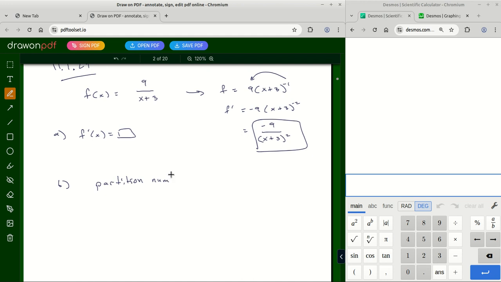Partition numbers of f prime. Now, what is a partition number? It's like a definition. It's when your derivative is equal to 0 or when it's undefined. So derivative equals 0 or undefined. Basically, this is when the top is equal to 0, and this is when the bottom would be equal to 0. I don't have that in my notes, but that's what it is.